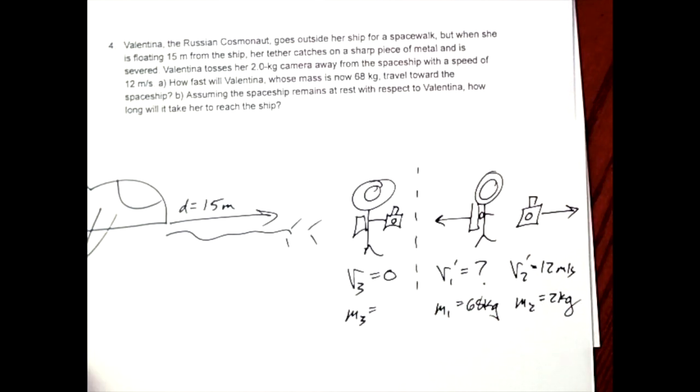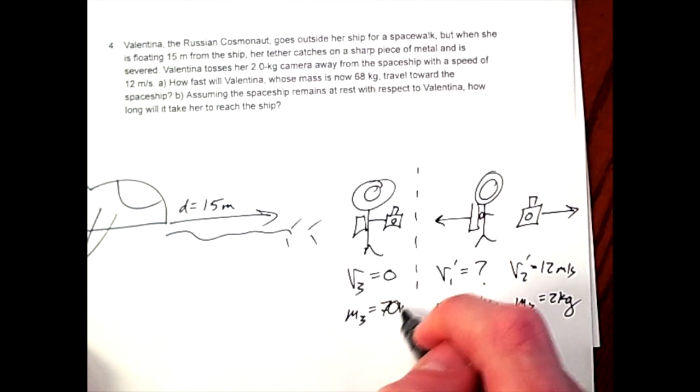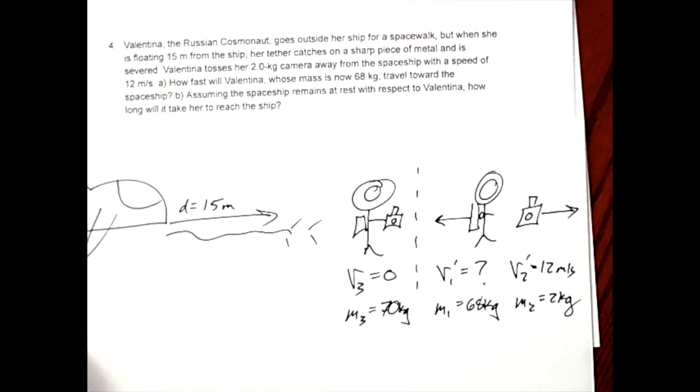M3 is 70 kilograms, because M1 plus M2 is M3. Very good, AG. Did I do that? I don't think I did that. I don't know. Right.